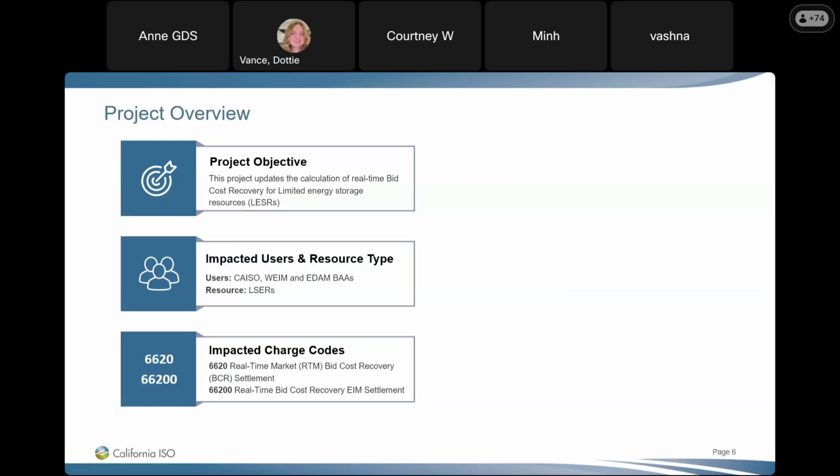Also impacted by this are the two charge codes I have listed here, which is 6620, the real-time market RTM bid cost recovery settlement, as well as the 66200, that real-time bid cost recovery EIM settlement. At the end of this presentation, I do have a bunch of great reference links, and so I do have some things pointing to the settlements page just for resources for you to have and to peruse at your own time.